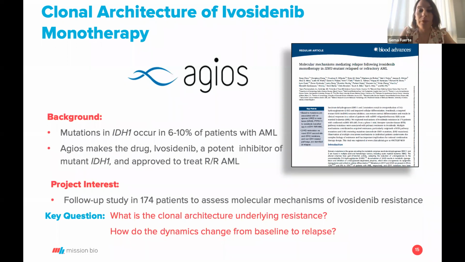Ivosidenib has been approved to treat refractory AML, and IDH1 mutations occur in 6 to 10% of patients with AML. So the project interest: this is a follow-up study in 174 patients, and they wanted to assess molecular mechanisms of the Ivosidenib resistance. The key questions of this study were, what is the clonal architecture underlying resistance? And also, how do the dynamics change from baseline to relapse?